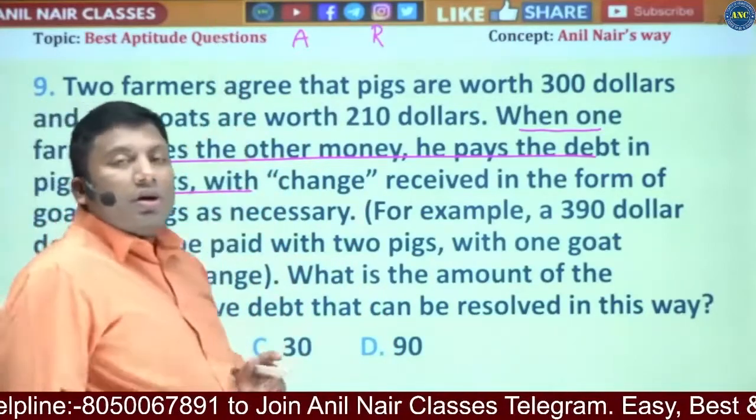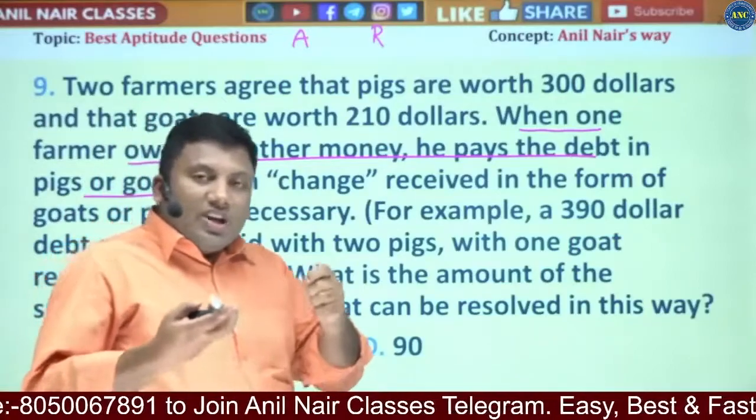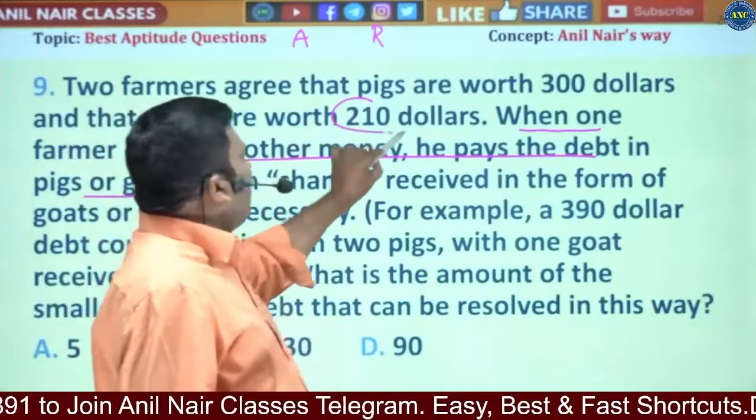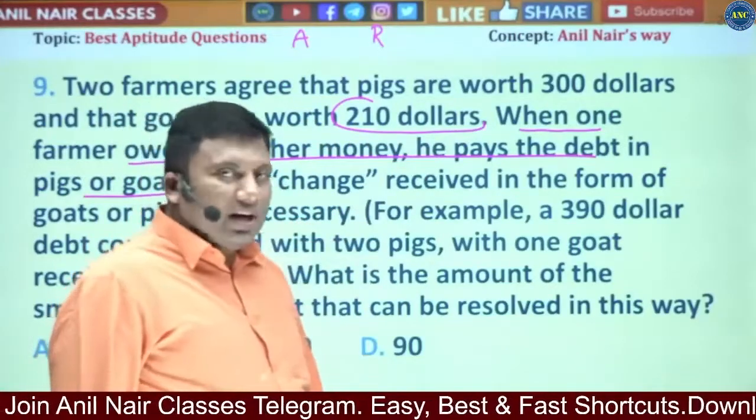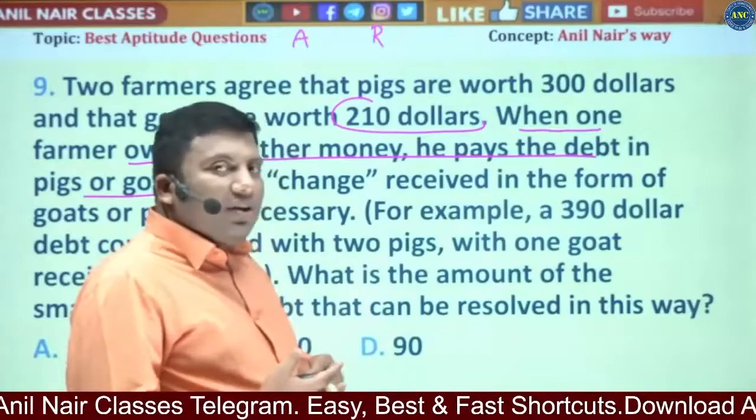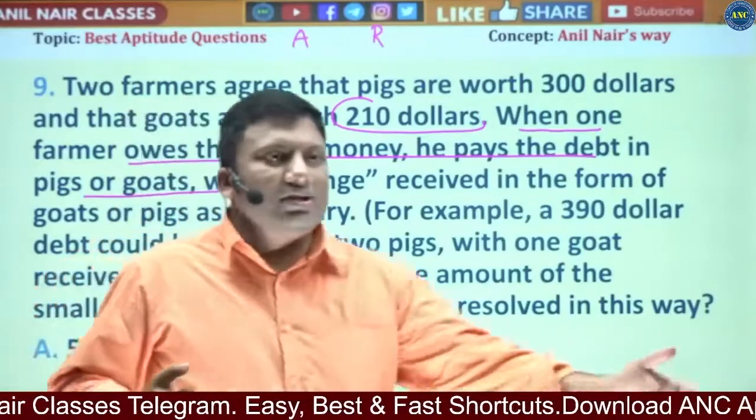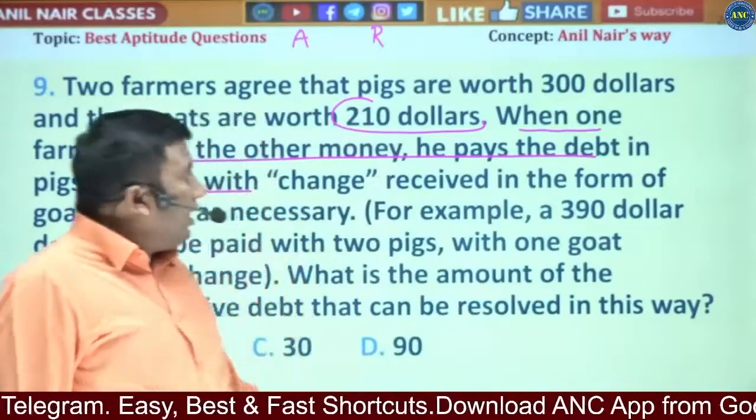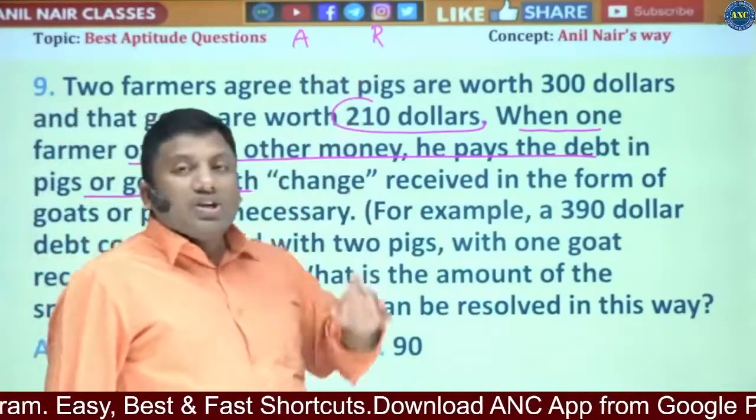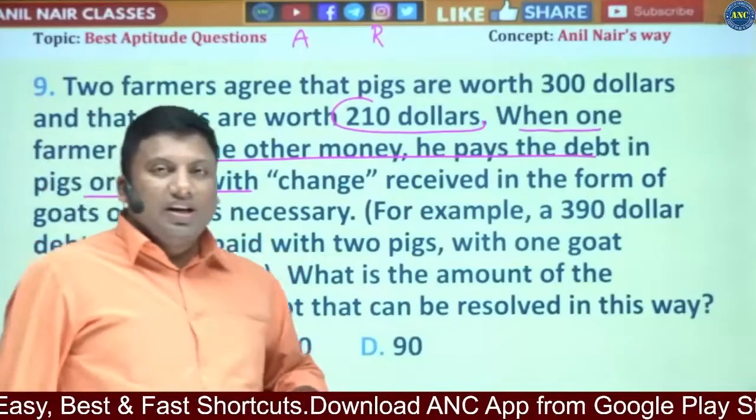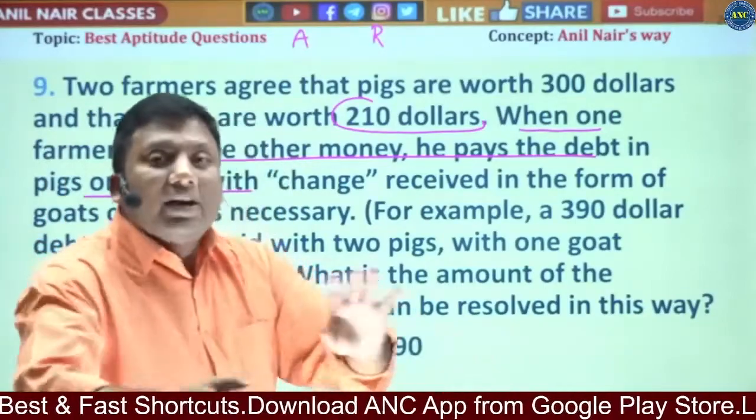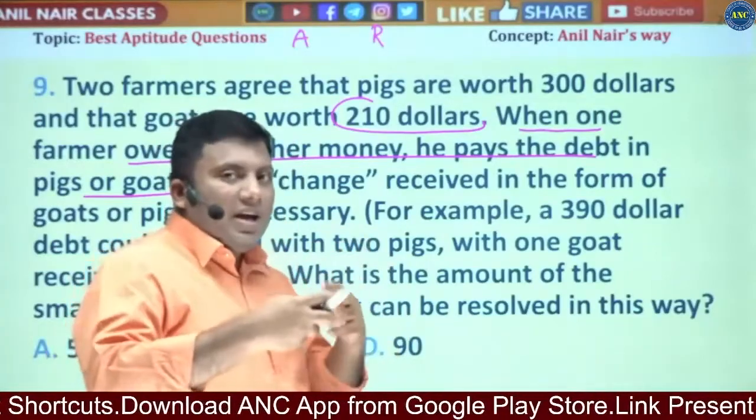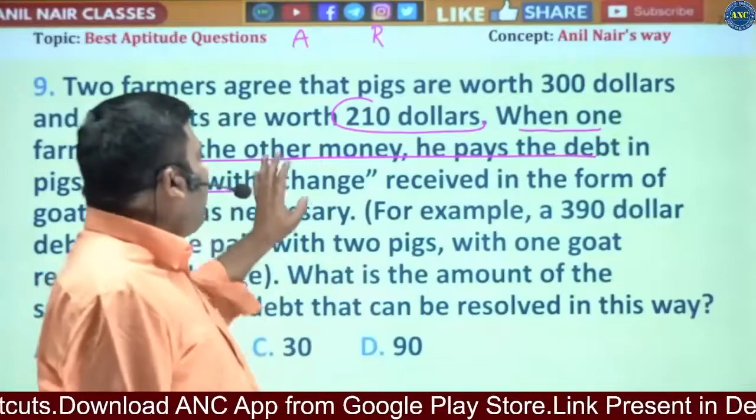Suppose Reshma owes Anil $210. So instead of giving $210, she says, please take this goat, because the goat is worth $210. If Anil owes Reshma $300, Anil will tell Reshma, please take this pig, which costs $300. So every currency amount they are making, they are exchanging with pig as well as goat.